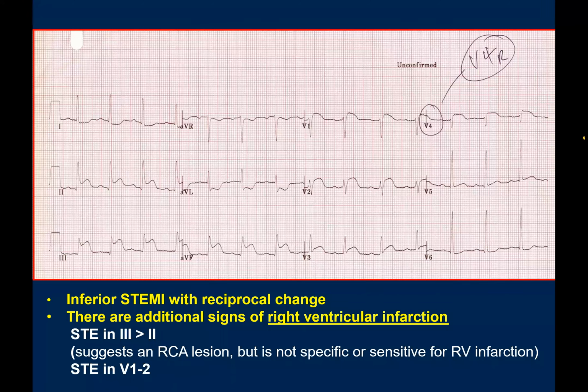So if the ST elevation in lead 3 is higher than lead 2, this indicates a right coronary lesion is more likely, and with that, most of the time they may have right ventricular infarction. Not very specific or sensitive, but one of the clues if you see it in the ECG. So in that case, we confirm it by doing V4R, and it showed ST segment elevation in V4R, so clear right ventricular infarction plus the inferior wall myocardial infarction.